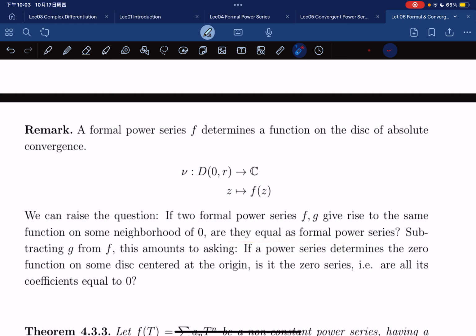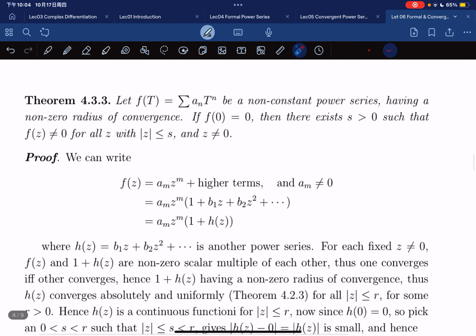So this says that if two power series agree on the set, should all their coefficients be the same? Subtracting g from f, this amounts to asking if a power series that gives the zero function on some disk centered at the origin is the zero series, with all coefficients equal to 0. Before we answer this question, we need a supporting theorem.